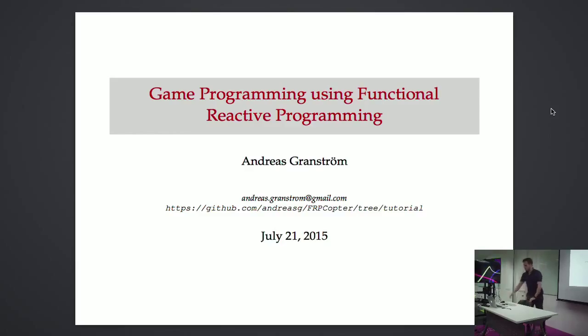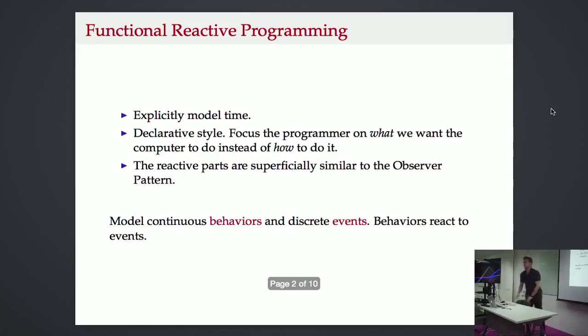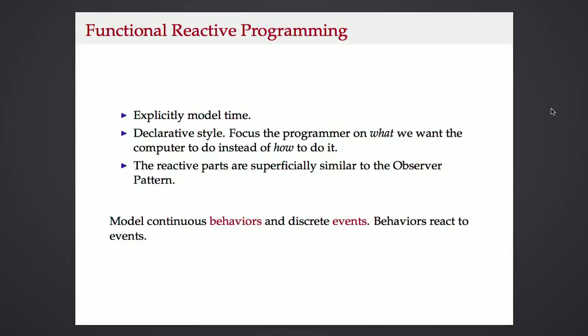So functional reactive programming is a way of writing our programs where we incorporate time explicitly. It also allows us to write our programs in a very declarative style, and what that means is that we can focus much more on what we want the computer to do for us instead of how we want the computer to do it. So think of saying "move" instead of x equals x plus 1.